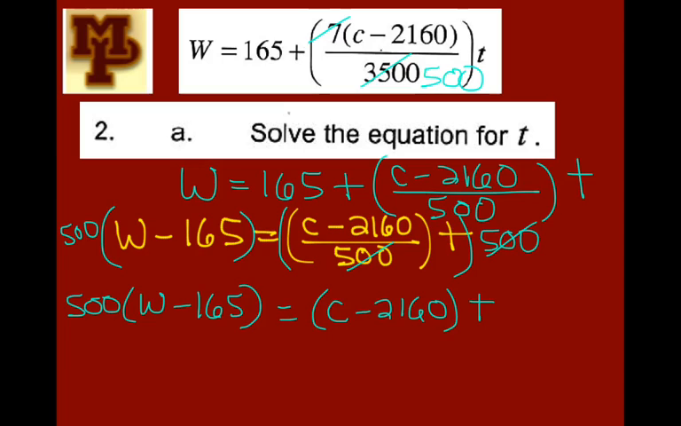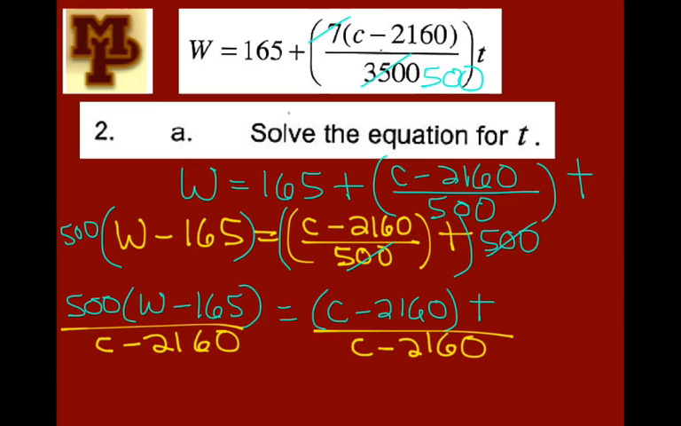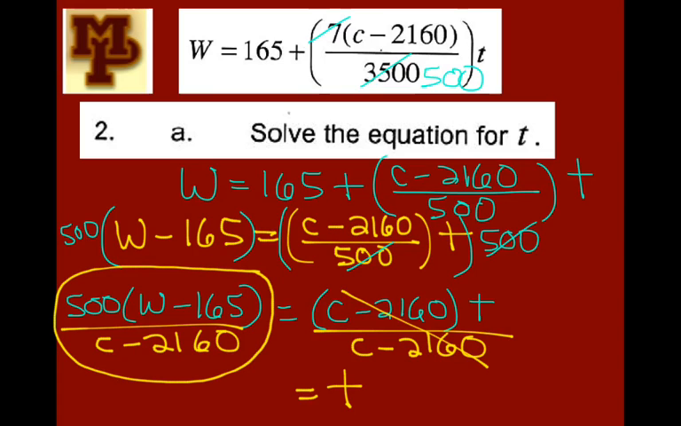And now if we're going to solve for T, you'll notice that it's being multiplied by this expression C minus 2160, so you can just divide by that whole expression. So C minus 2160 on both sides, that would cancel that out, and so T equals exactly what we have on the left.